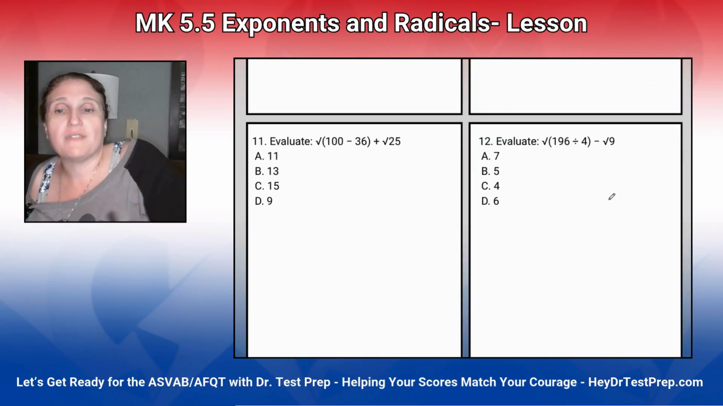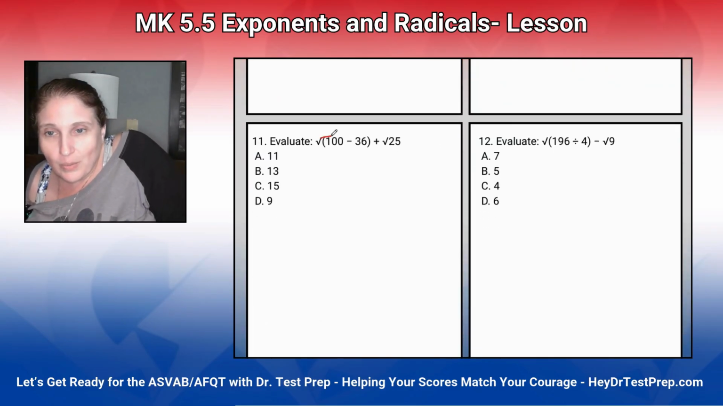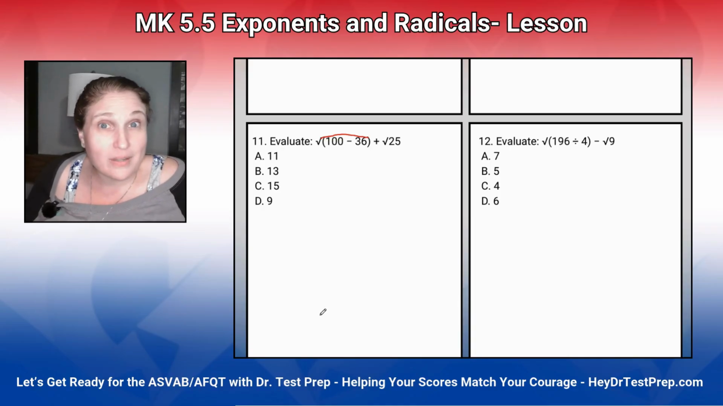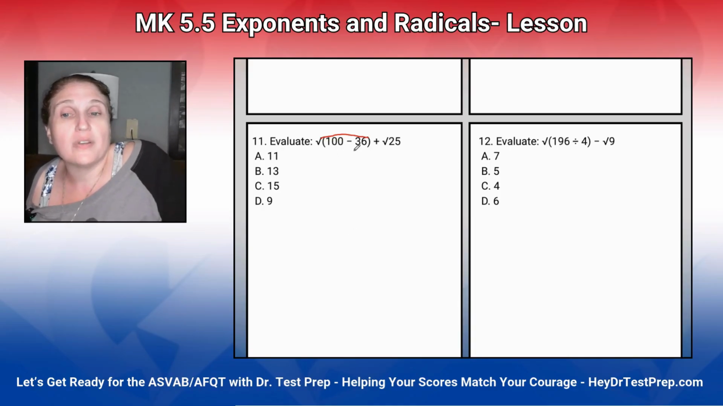Oh, we're doing perfect for time. Here, this whole thing is under the radical. Just because I couldn't do the radical, that's why it's in parentheses. So 100 minus 36 gives me, I think, 64. It's been a long day. Let me make sure. Yep, 64.